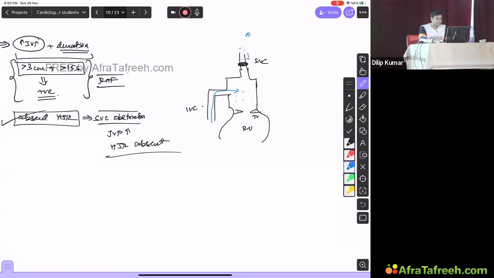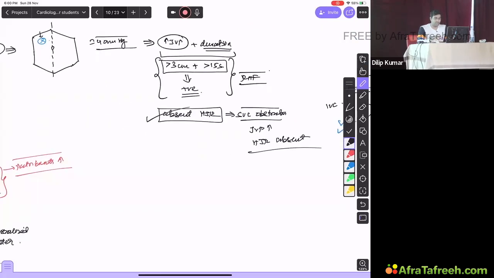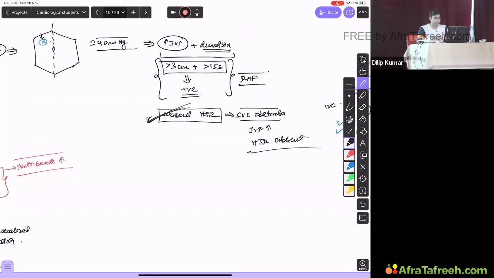So definitely the JVP will be high because this downward movement will not happen. Plus at the same time, whatever pressure change you give in the IVC, it will increase the right atrial pressure, but this pressure change will not be transmitted into the JVP. So that is why you have an elevated JVP in SVC obstruction, but you don't get hepatojugular reflex at all. It will be absent altogether. So this is a very, very important condition. Absent hepatojugular reflex. If they ask you where you will get it, in patients with SVC obstruction.